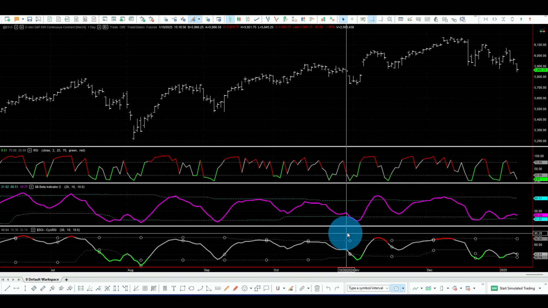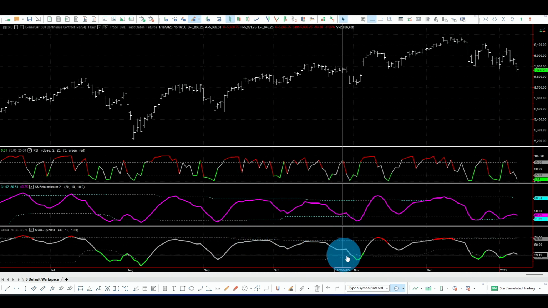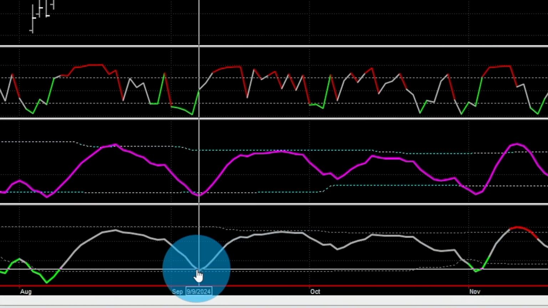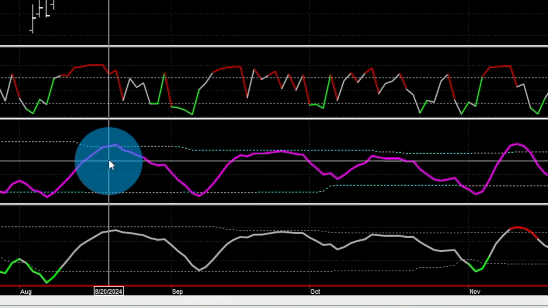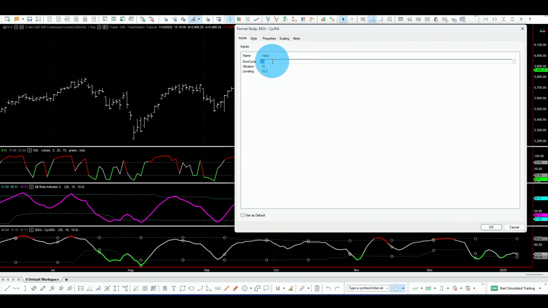So switching it to 30, as expected, we have less signals. So you see this one did not trigger, this one is triggered. This one did not trigger, this one is triggered. So let's go back to 20.